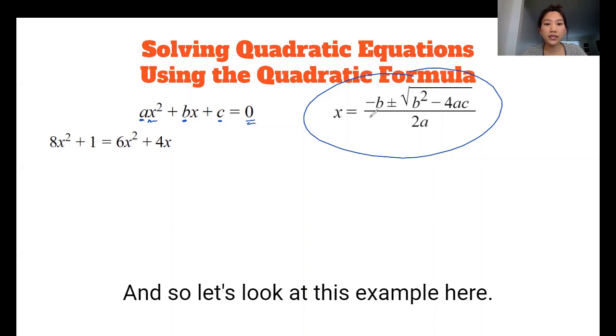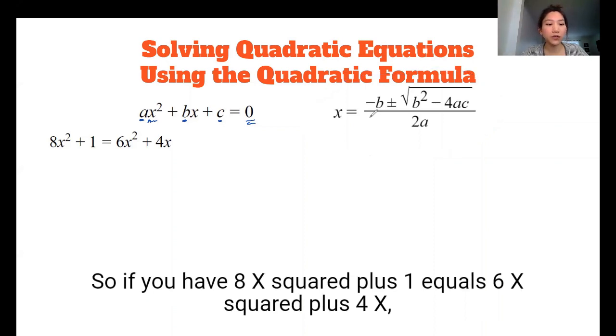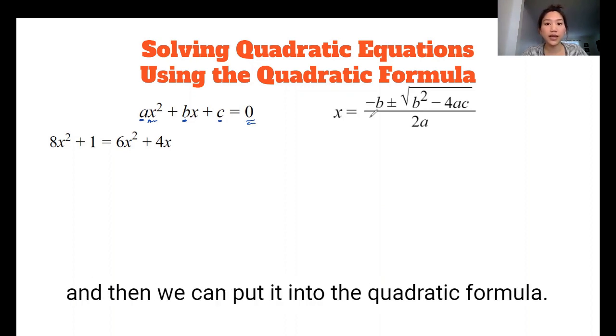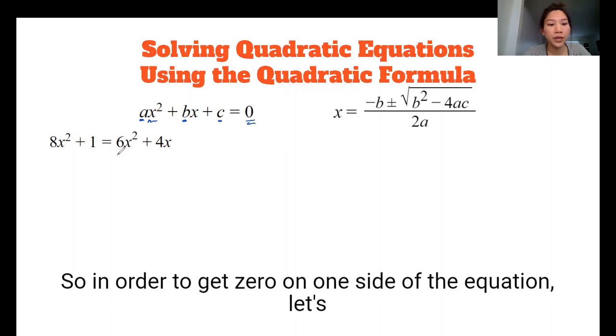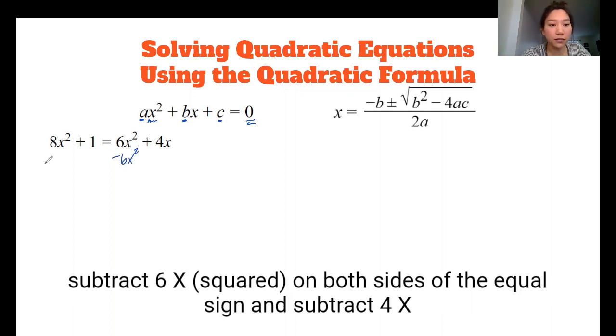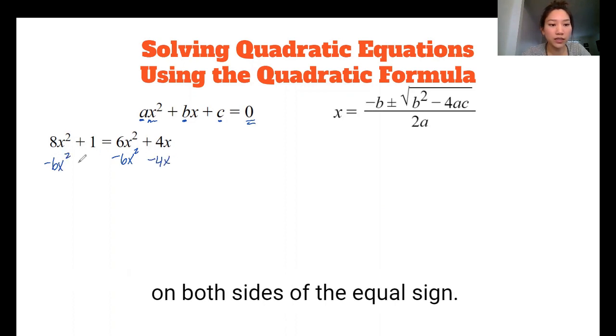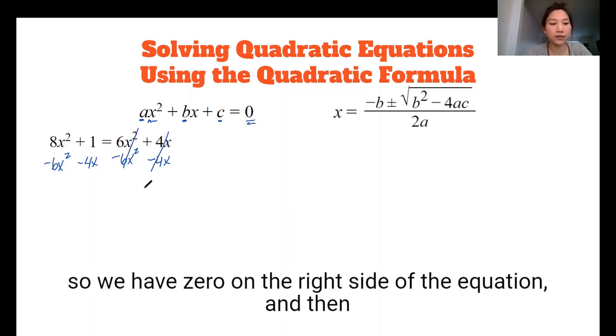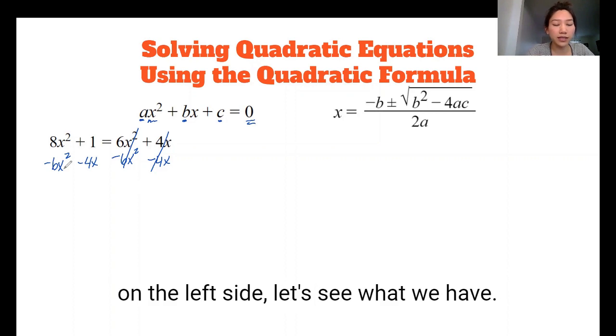And so let's look at this example here. If you have 8x squared plus 1 equals 6x squared plus 4x, let's get 0 on one side of the equation first, and then we can put it into the quadratic formula. So in order to get 0 on one side of the equation, let's subtract 6x on both sides of the equal sign and subtract 4x on both sides of the equal sign. So that these will cancel out on the right side, and so we have 0 on the right side of the equation, and then on the left side, let's see what we have.